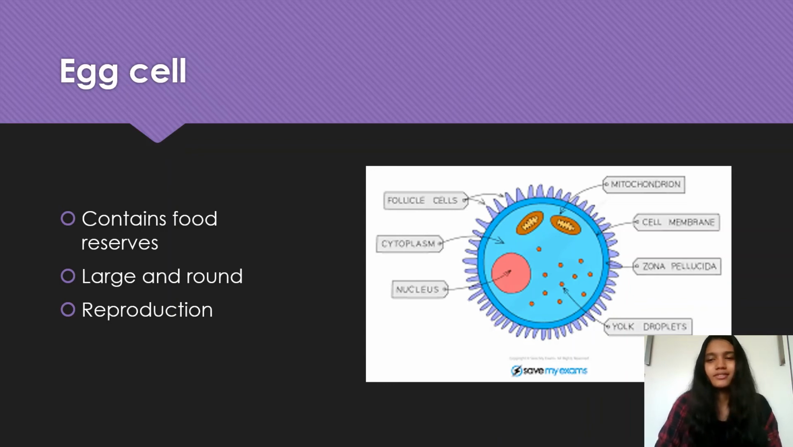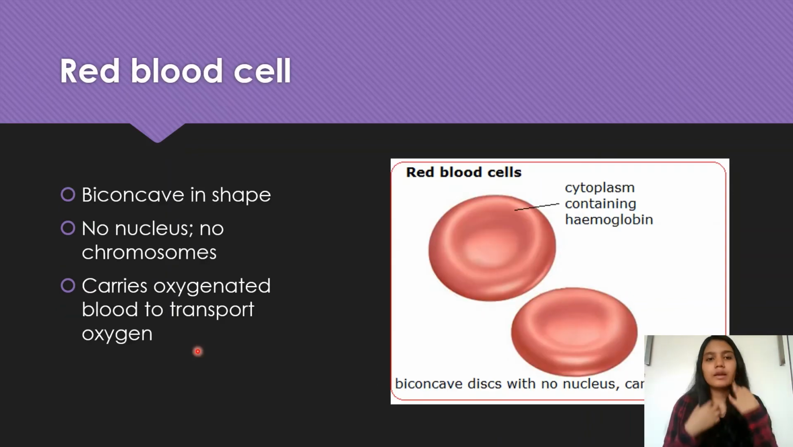Okay. Then you have the red blood cell, which is biconcave in shape. You can see it's rounder and kind of bulgy outside, but thinner in the middle. It doesn't have a nucleus and no chromosome. It doesn't have a nucleus because it needs more space to carry oxygen, as oxyhemoglobin, to transport oxygen. As you can see, that's its function.